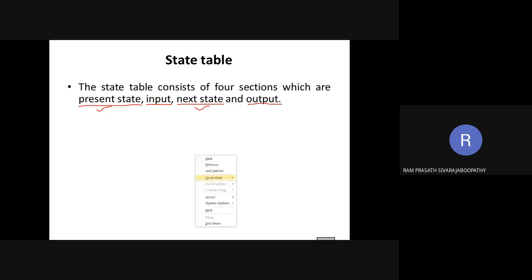So I will mark it with O. So O means optional or OP. OP means optional. So state table அப்படின்னு சொன்னா கண்டிப்பா என்ன இருக்கணும்? Definitely present state, next state இருக்கணும். Input is optional, output is optional.